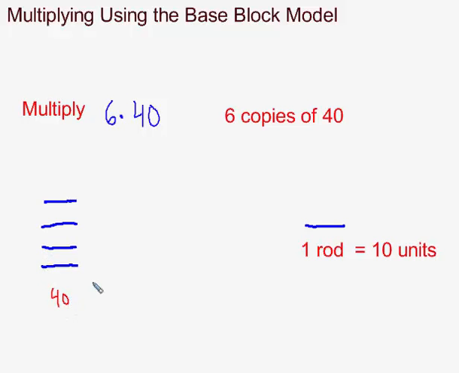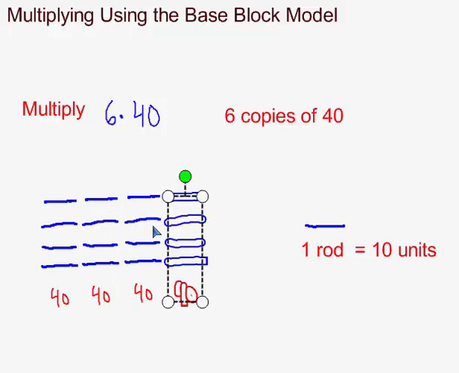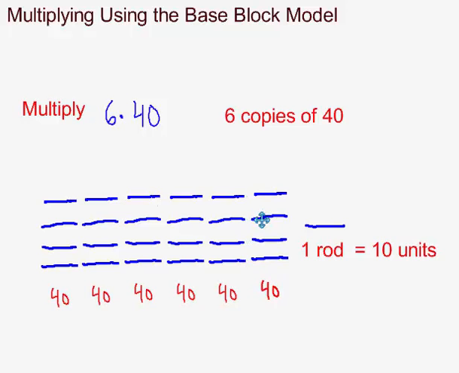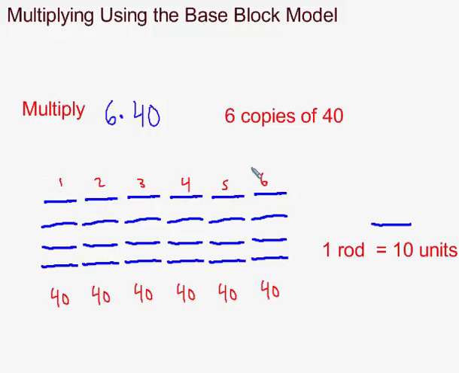And what I want to do is literally make 6 copies of that. Here would literally be a second copy of 40. Here would be a third copy. Here would be my fourth copy, my fifth, and finally my sixth copy of 40. So if you'd like, I have 6 copies of 4 rods, or 6 copies of 40 units. And to multiply 6 times 40 then, I need only add these 40s together.